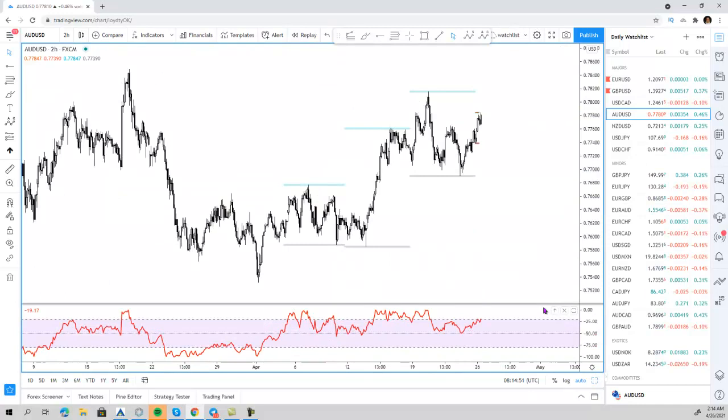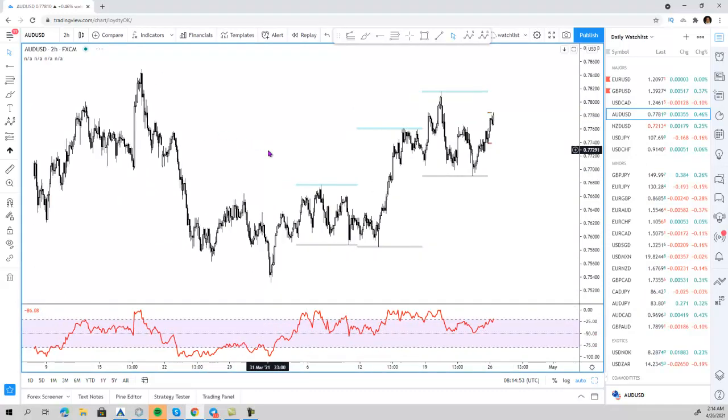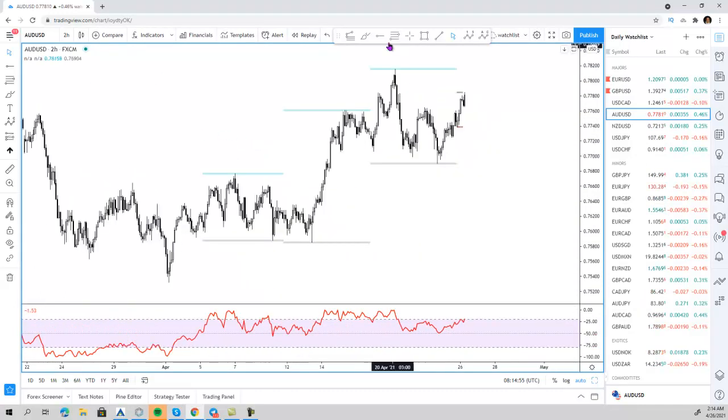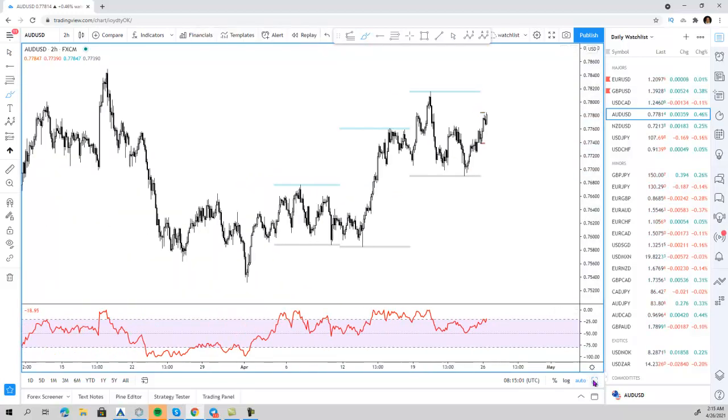If we have a look at the 2-hour chart, well, that move is definitely gone. We are waiting for that break and retest on the Aussie USD.